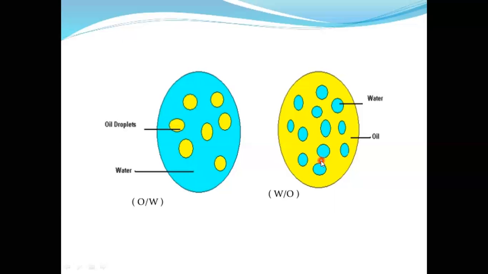Next, the second type is water in oil emulsion, the short form is W/O. So here the water is the dispersed phase and oil is the dispersion medium. So it is water in oil.